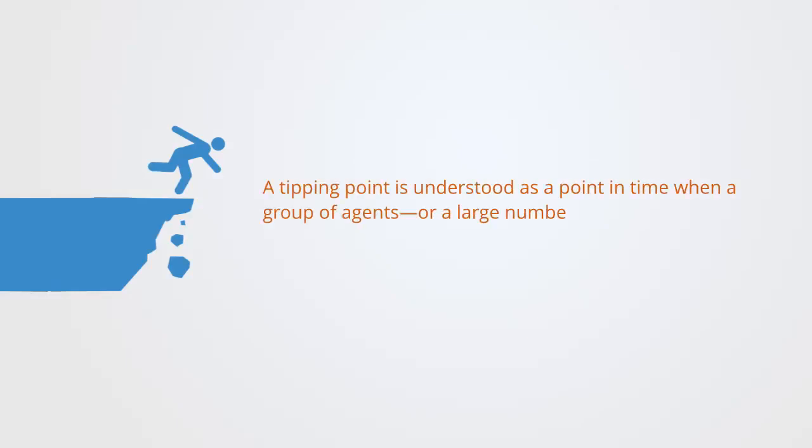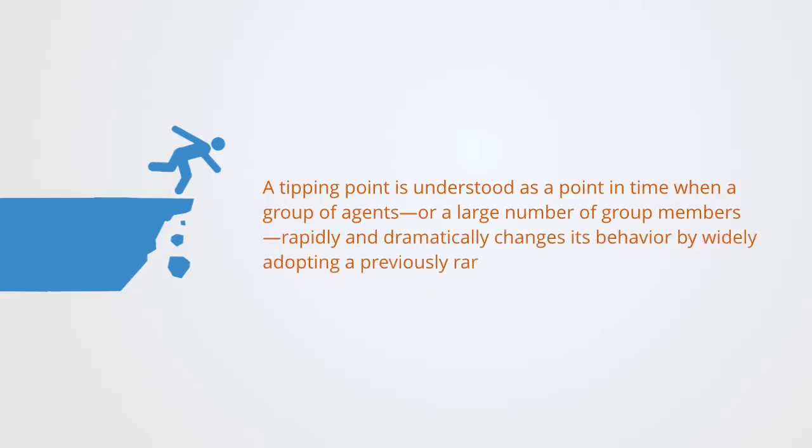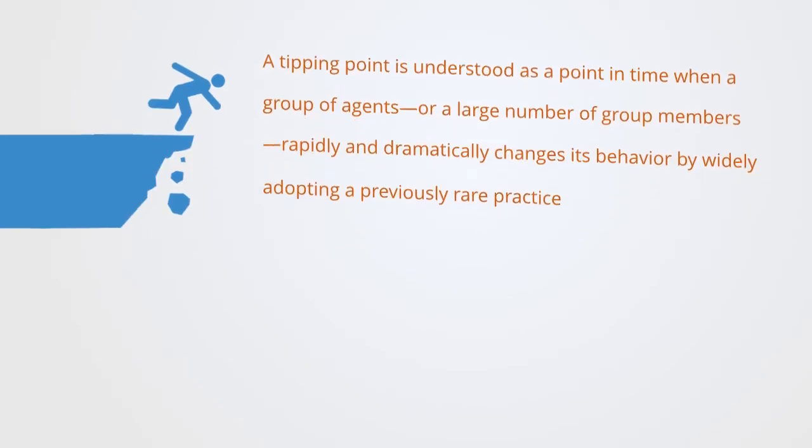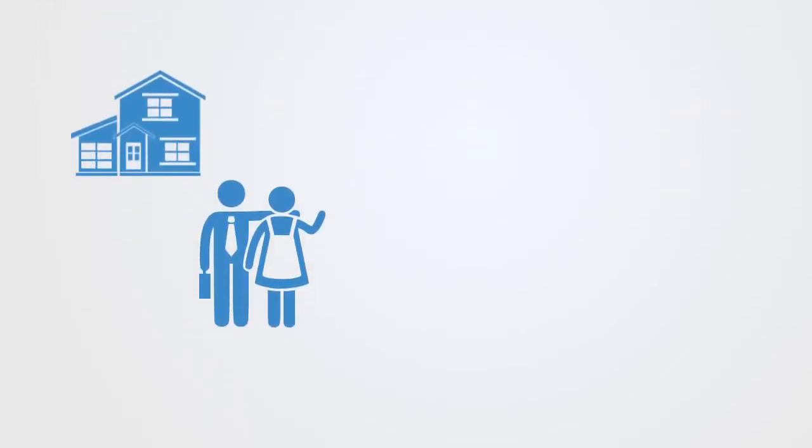Within sociology, a tipping point is understood as a point in time when a group of agents or a large number of group members rapidly and dramatically changes its behavior by widely adopting a previously rare practice. The phrase was introduced to sociology by Morton Grodzins. Grodzins studied racial integration within American neighborhoods in the early 1960s.